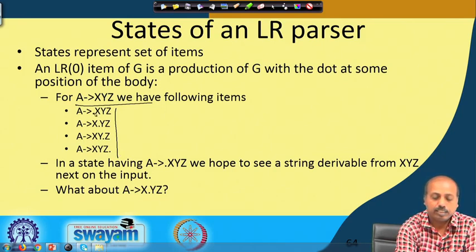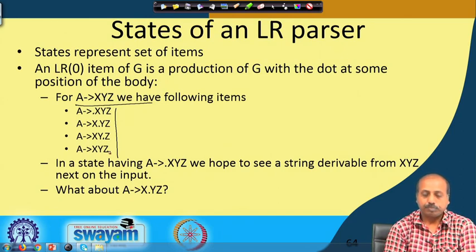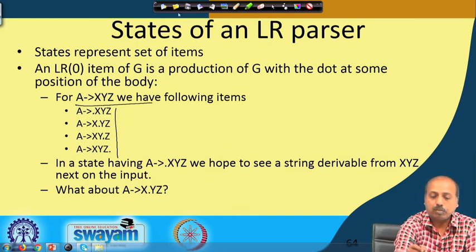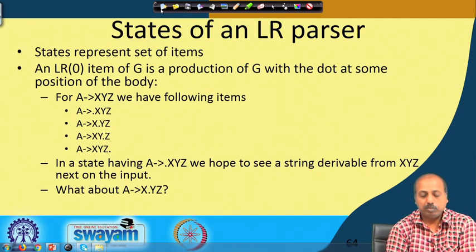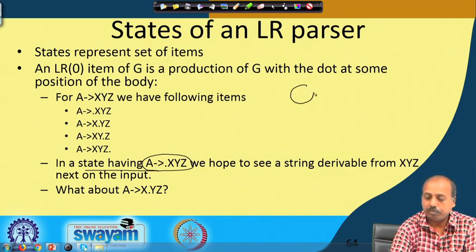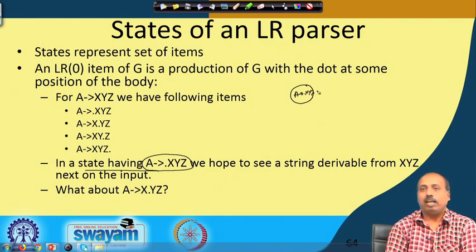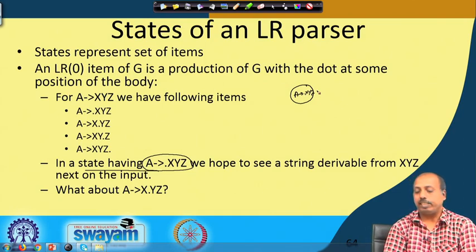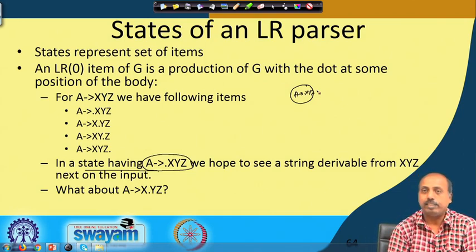So, here is an item where the dot is at the beginning, this is an item where the dot is after the x symbol, this is after the y symbol, and this is after the z symbol. That is the notation, but what do we really mean by that? When we say that we are in a state that has this as an item, say A producing dot x y z, that means in this state I am expecting to see a string which is derivable from x y z on the next input.